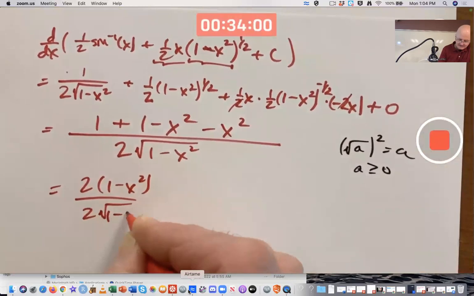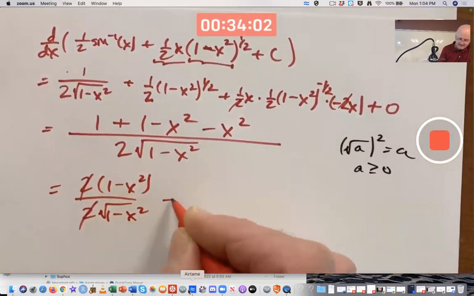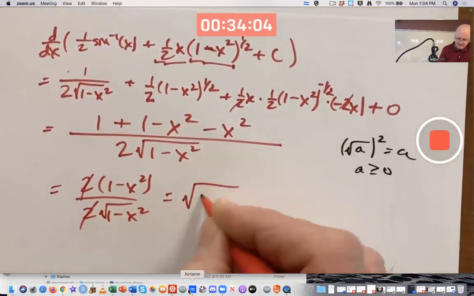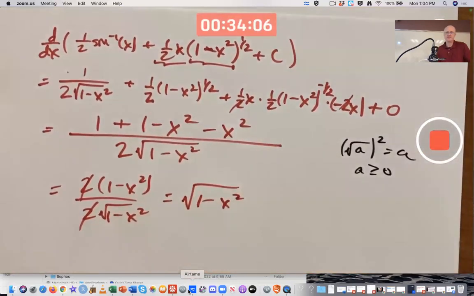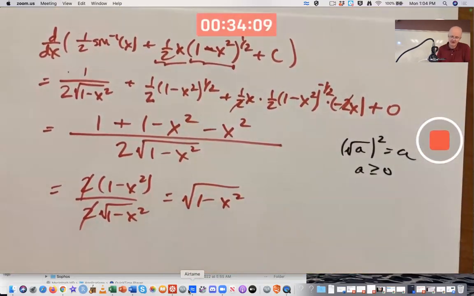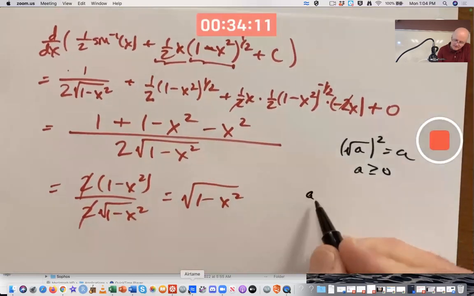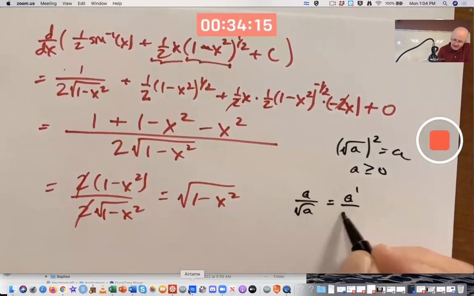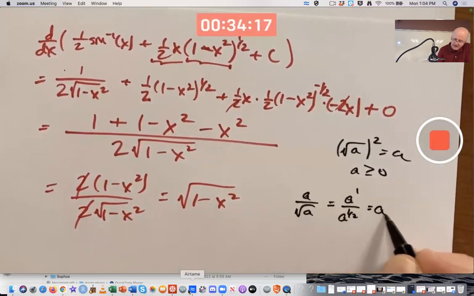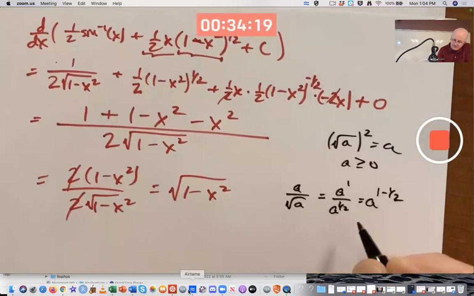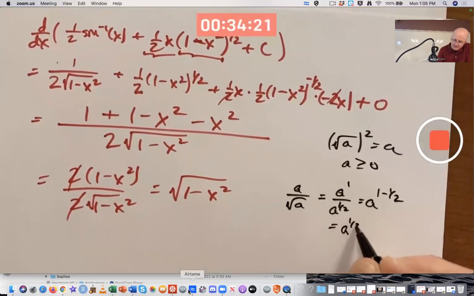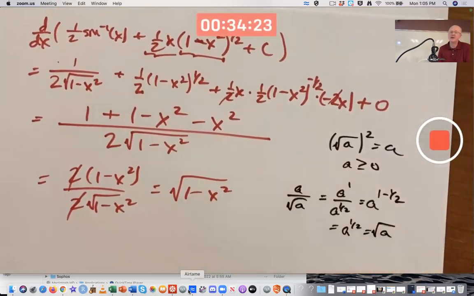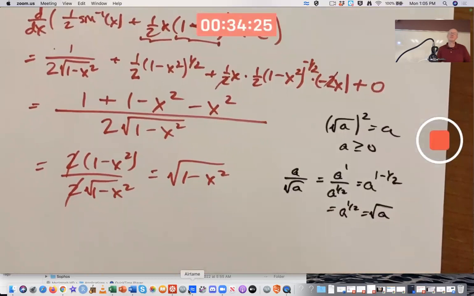And in the end, the 2's divide out, and this simplifies to square root of 1 minus x squared. Take a number and divide by its square root. It's the same as a to the first power divided by a to the 1/2, which is a to the 1 minus 1/2, which is a to the 1/2, square root of a. When you divide a number by its square root, you get the square root of the number.